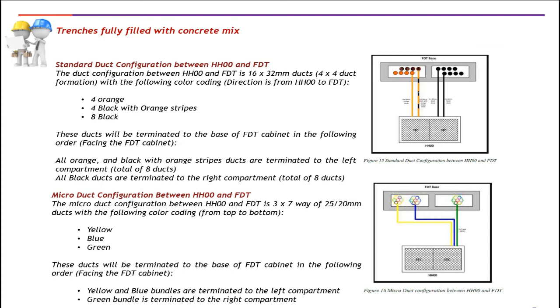However, if you are using microducts in the FDT, that configuration would be: first, the green bundle of 7-way 25 mm main ducts should go to the right side of the base pad. Then the blue and yellow bundles must go to the left side of the FDT, as shown in the pictures on the right side of the slide.